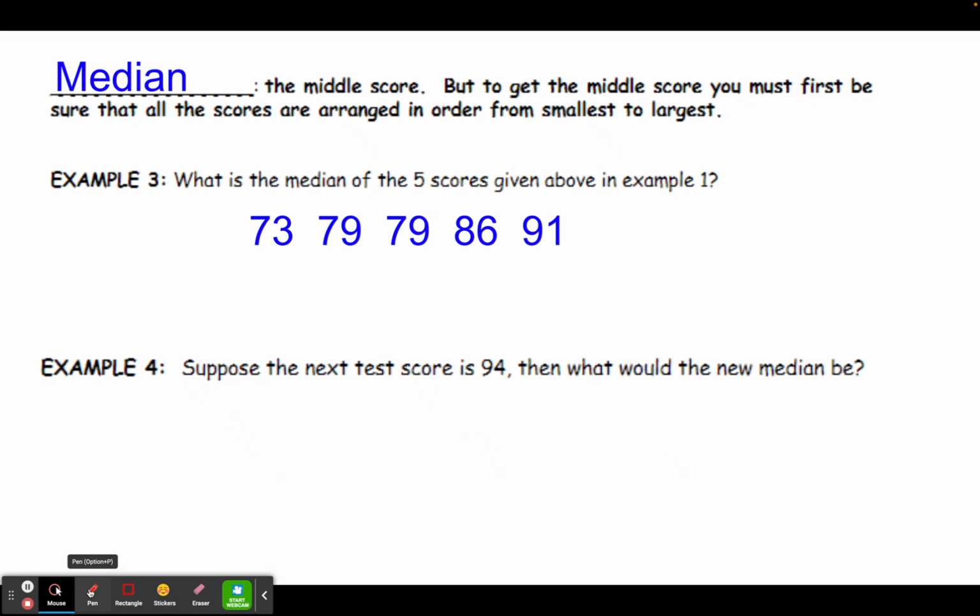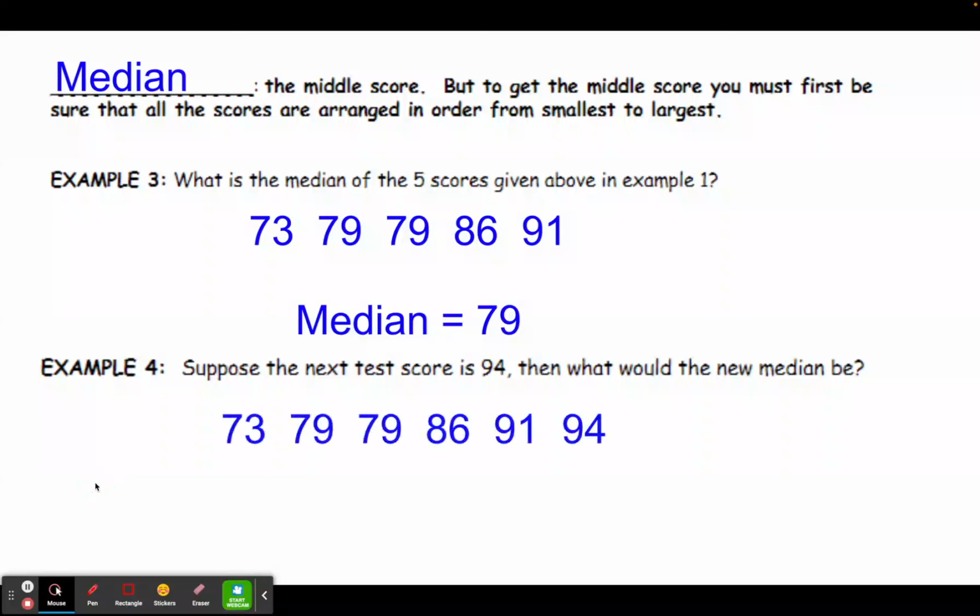And when we have an odd number of scores, we can find the median simply by looking for the middle number. So the middle number in this case is the 79, because I have 2 scores below it and 2 scores above. So my median score would be 79. Now in example 4, it says, suppose that the next test score is 94. What would the new median be?